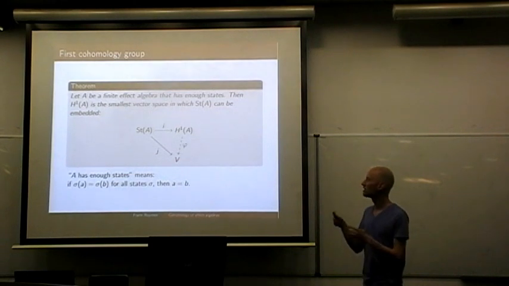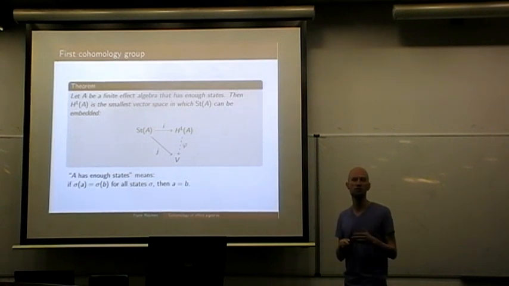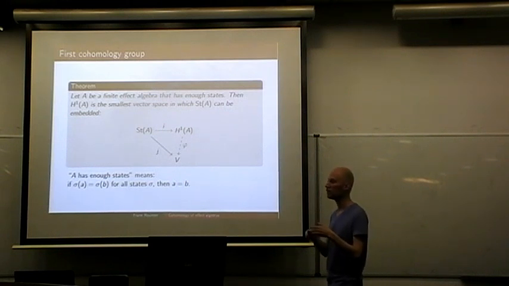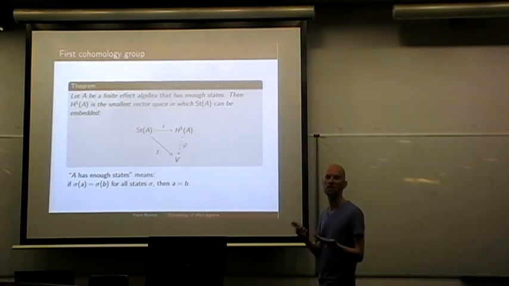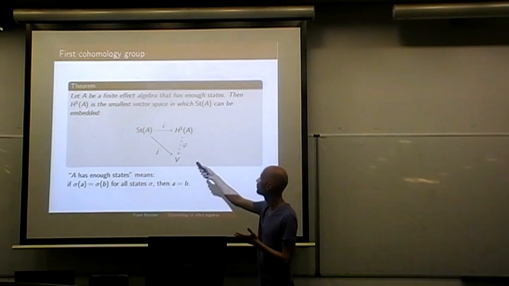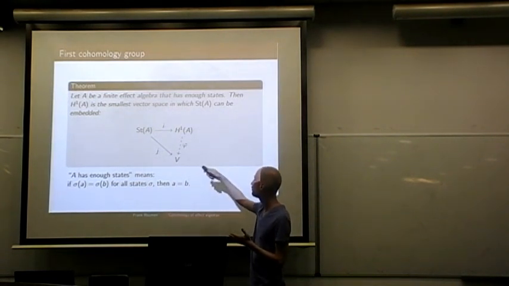And now it turns out that the smallest vector space in which the state space can be embedded is exactly the first cohomology group. So this gives a more concrete description of that group, because the definition was quite complicated, but in fact it's just the smallest vector space in which the state space can be embedded. The only thing is that we need a certain technical condition on the effect algebra, so it should be finite, and it should have enough states.